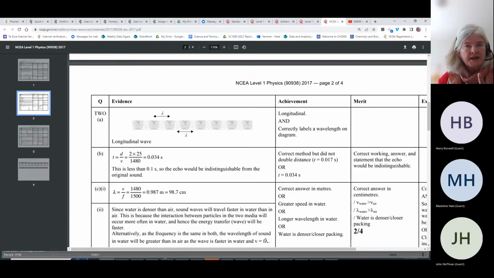So do you notice how it's important to answer every question? Because if you did this without doing anything for the next question, you can't ever get more than achieved, because you need to have all this other stuff as well to get the merit. Or you've got to get 2 out of 4 of these points. So you've got to have the correct answer in centimeters and say something else in this part.